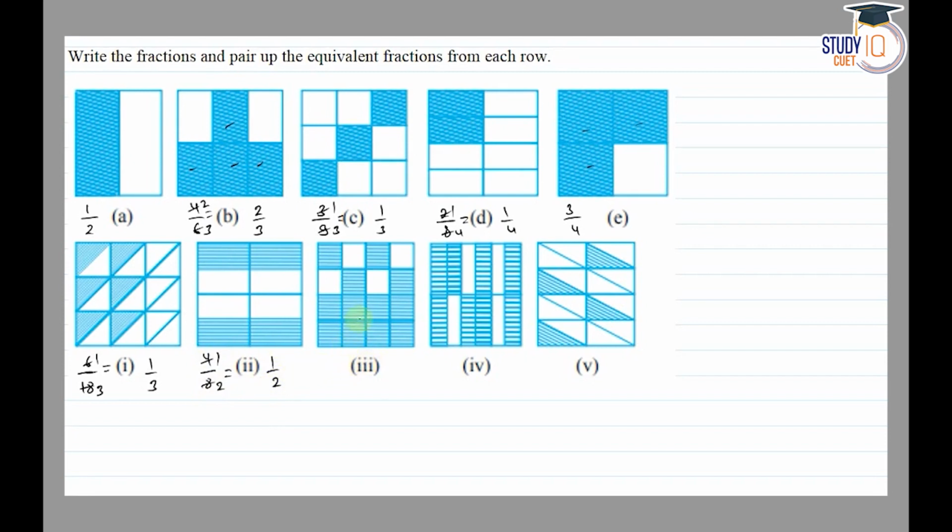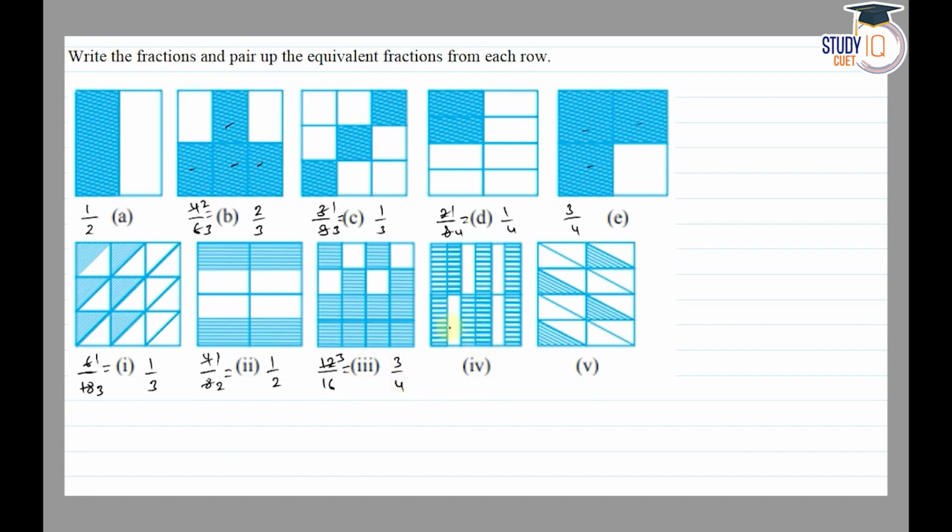In third, 1, 2, 3, 4. 4 4s are 16. So total 16 parts are given and 1, 2, 3, 4, 4 parts are blank. So 16 minus 4 is equal to 12 parts are shaded. So by simplifying this, 4 3s are 12 and 4 4s are 16. So the fraction is 3 by 4.